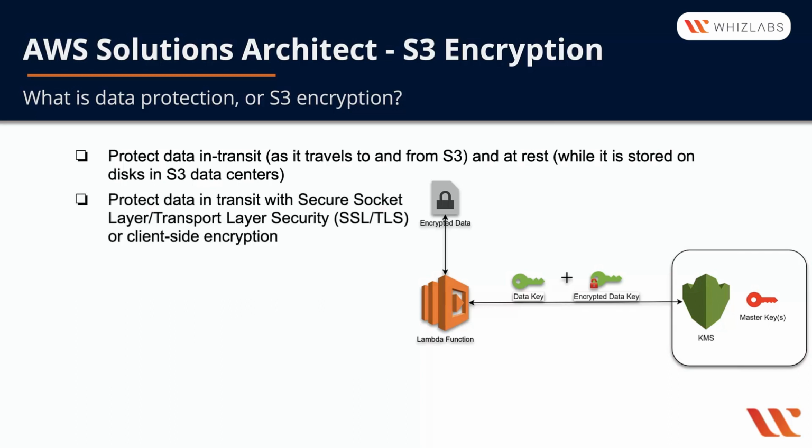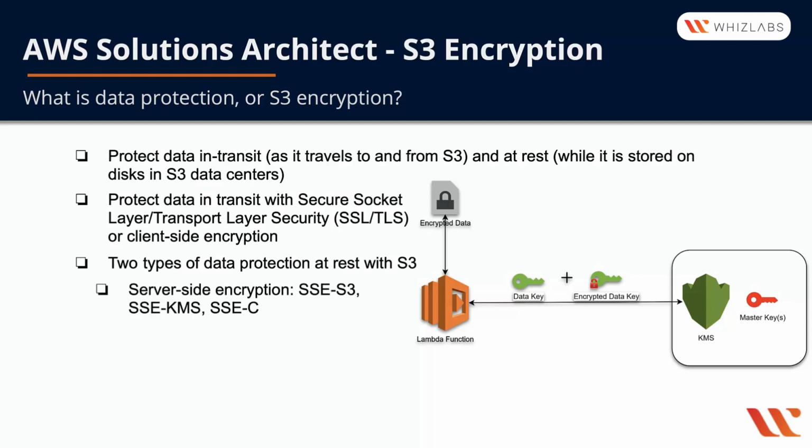You protect your data in transit with Secure Sockets Layer, Transport Layer Security or SSL/TLS, or client-side encryption, and we'll go into client-side encryption in a minute. There are two types of data protection at rest with S3, of course. There's server-side encryption, and here we'll cover SSE-S3, SSE-KMS, and SSE-C, those three types of server-side encryption with S3, and you'll understand what all those acronyms mean in a minute. Then we'll talk about client-side encryption.